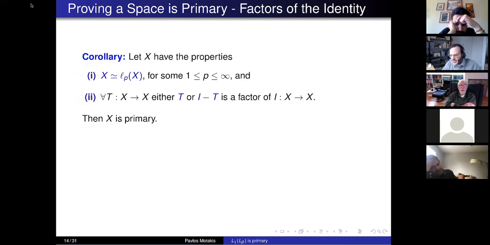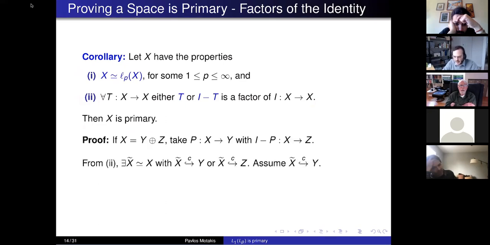And let me just give you a sketch of this proof to see this very important connection, why we study factors of operators with regards to primariness, which is this property about decomposing Banach spaces. So the proof is the following. You start with a decomposition of X. So what does this mean? It means I have a projection onto Y, and then the complementary projection is onto Z.